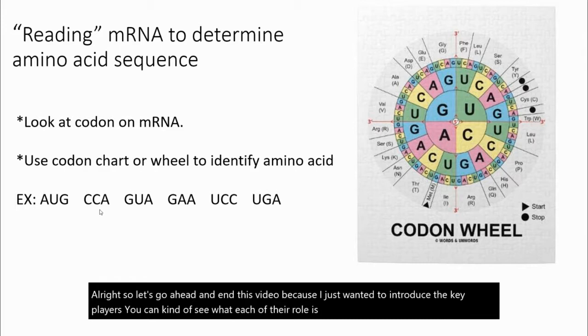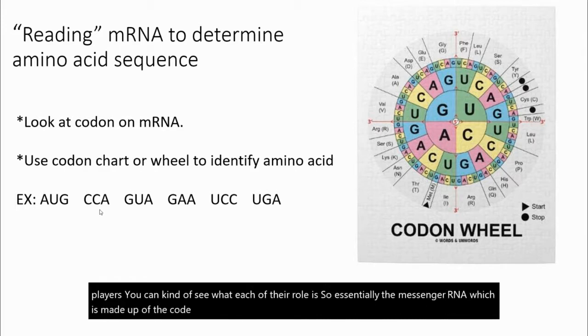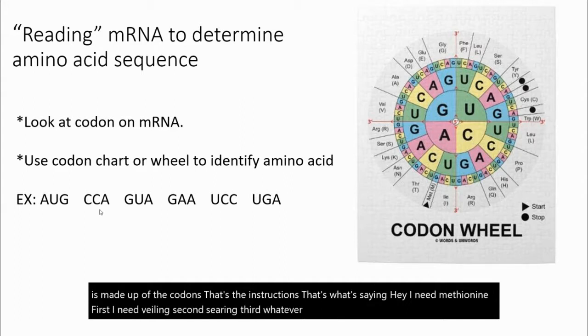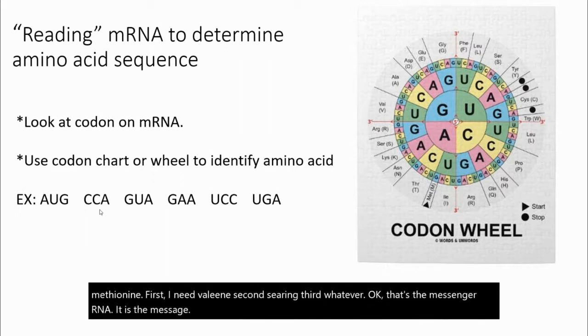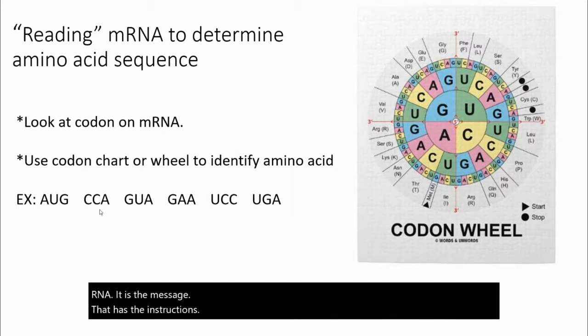Okay? All right, so let's go ahead and end this video because I just wanted to introduce the key players so you can see what each of their role is. Essentially, the messenger RNA, which is made up of the codons, that's the instructions. That's what's saying, hey, I need methionine first. I need valine second, serine third, whatever. That's the messenger RNA. It is the message that has the instructions.